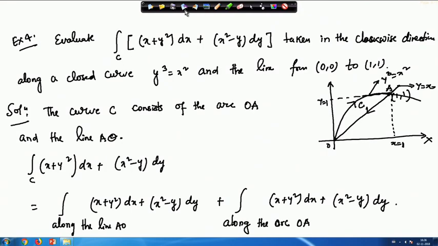This example is particularly interesting because here we had to divide the line integral into two segments. First we integrated with respect to this line segment, and then with respect to this arc, and the sum gives you the integral along the whole closed curve, because they are closed. That is our answer. So this is how we calculate the line integral.